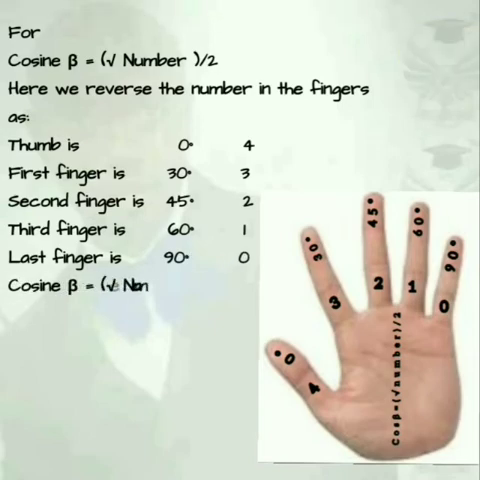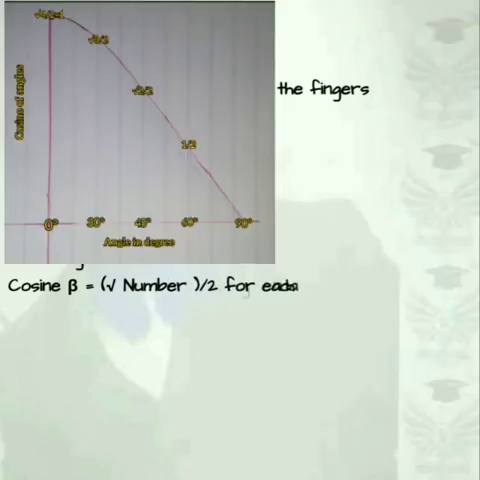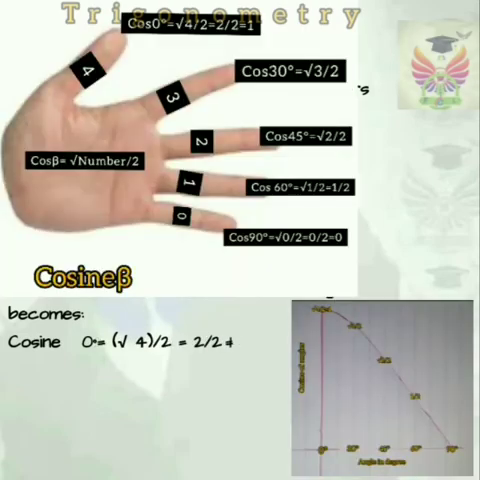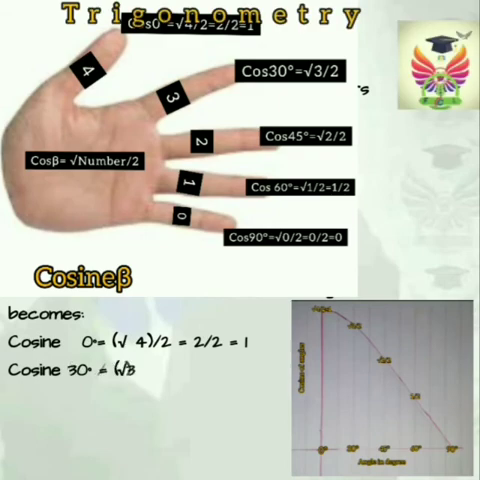The result obtained in substituting the appropriate values of beta and the numbers respectively is similar to those obtained in the cosine curve, and it is spelled thus: cosine 0 degree now becomes root 4 over 2, which is 2 over 2, which is 1. Cosine 30 degree now becomes root 3 over 2. Cosine 45 degree now becomes root 2 over 2.